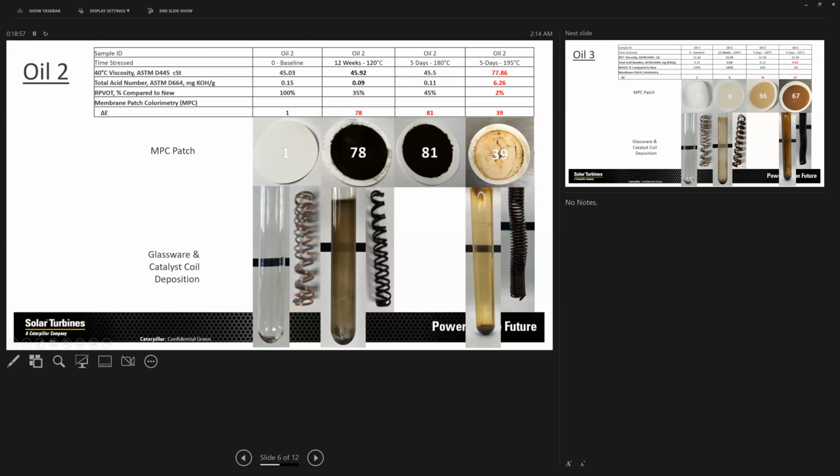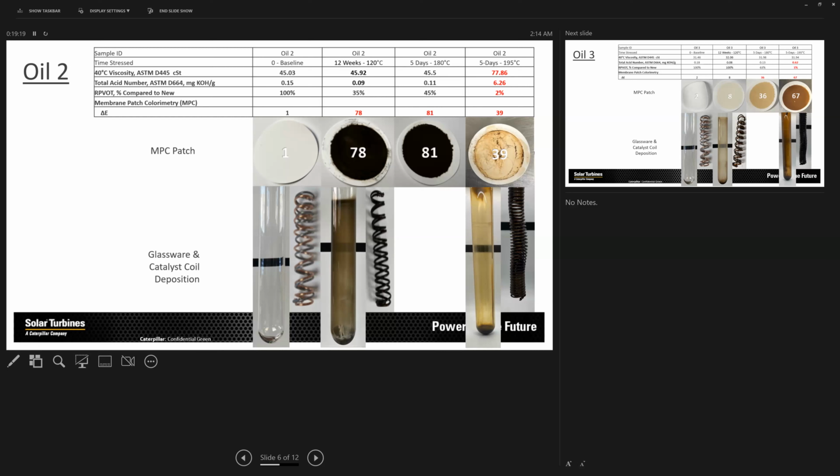to shift considerably. We're seeing a sharp increase in viscosity, which from what I have seen in the field, tends to be a lagging indicator of severe degradation of the oil. And so in this case, we have confirmation that the oil is severely degraded.